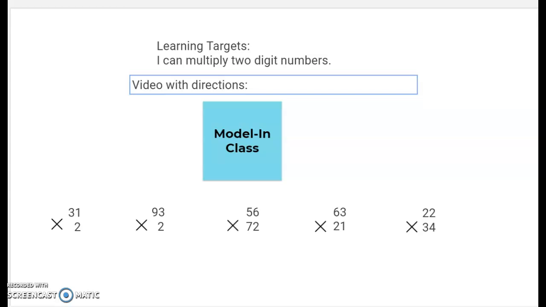Here's a look at today's assignment. The learning targets are I can multiply two-digit numbers. So that's what you're going to be working on today, multiplying with two-digit numbers. There are 5 examples here on this first slide that we're going to do together as a class during the meet.